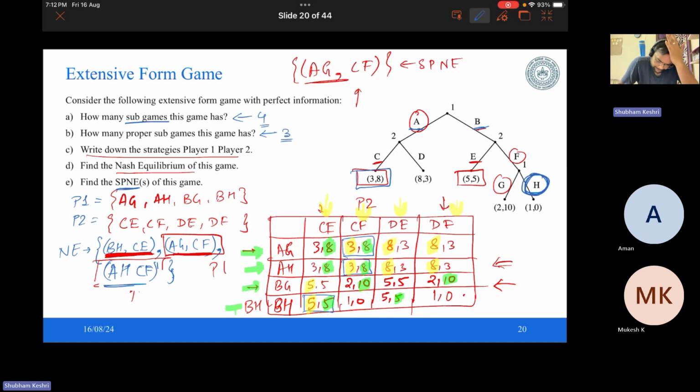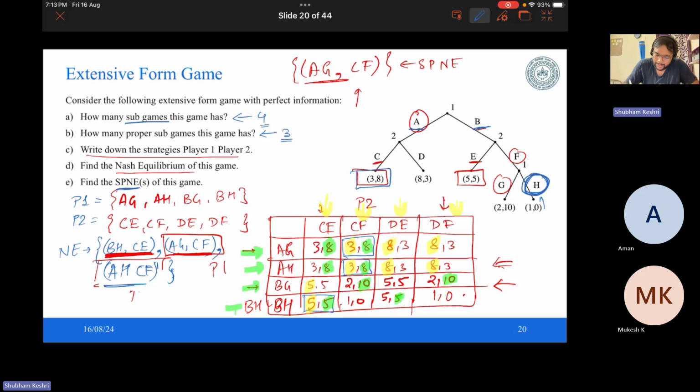Just a minute. Have I written everything correctly? BH and CE. So when he plays B, this guy will play E, because he has 5 greater than 0. No? He will not play H. H is player 1's strategy. Yes, H is player 1's strategy. A, G, C, F, and B, H, C, E. Yeah, I'm correct.